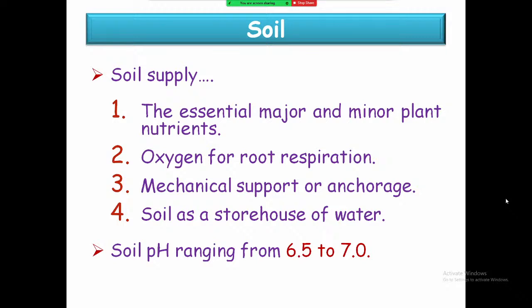means the neutral pH is good for the cultivation of the mulberry plant.